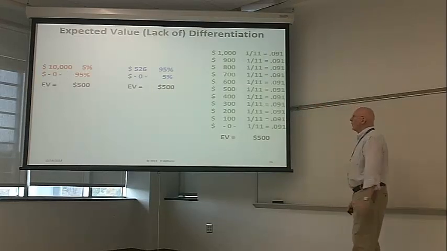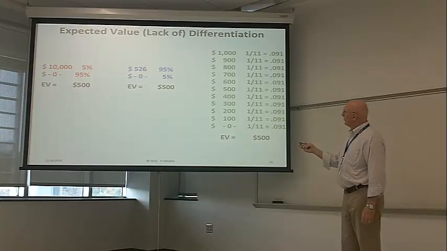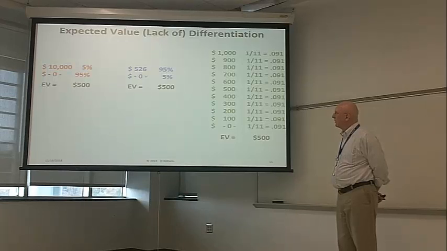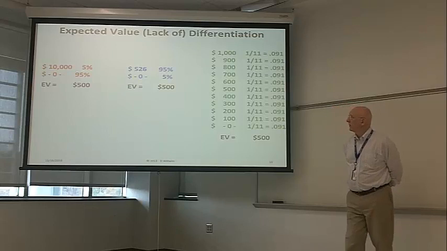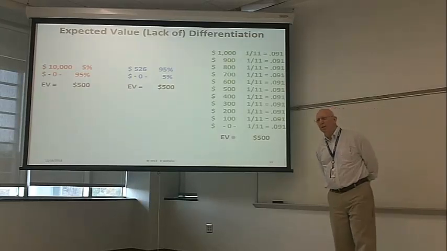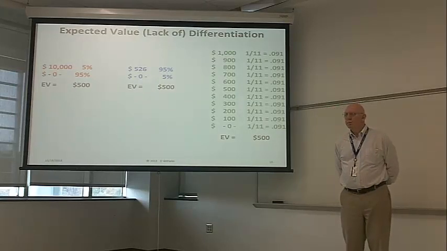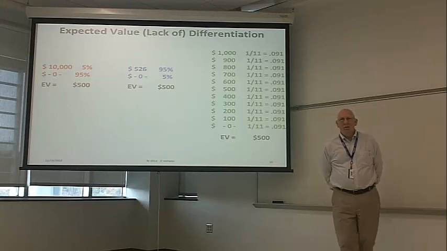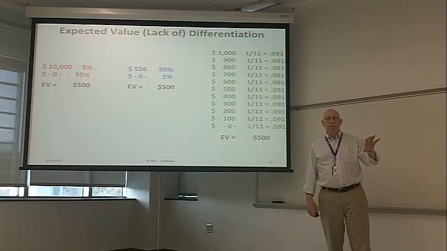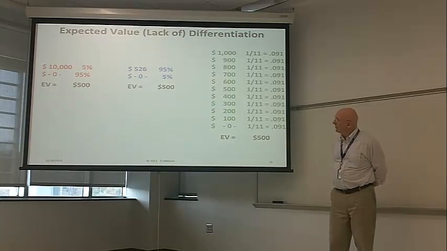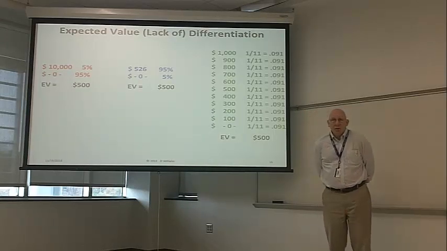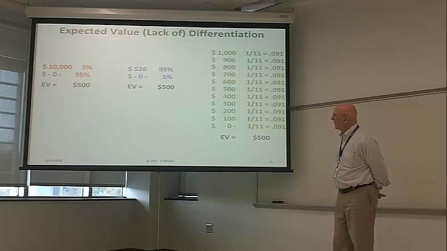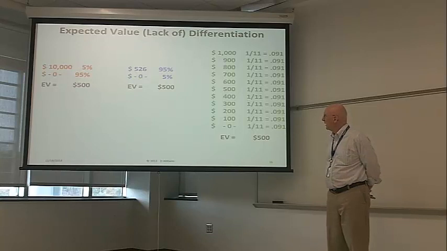The other limitation for expected value is that each of these distributions, combinations of probabilities and results, has an expected value of $500. However, the distributions themselves are terribly different, but the expected value obscures that information. Remember, we're trying to get information out of data, and in doing so, we are losing some of the richness of that data. In this case, 5% chance of $10,000, 95% chance of nothing. Expected value, $500. The opposite one, you're almost sure to get $526 with a small chance of getting nothing.